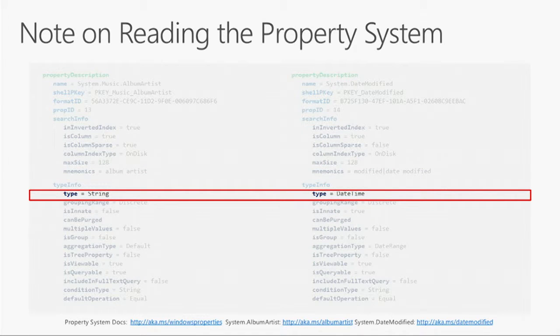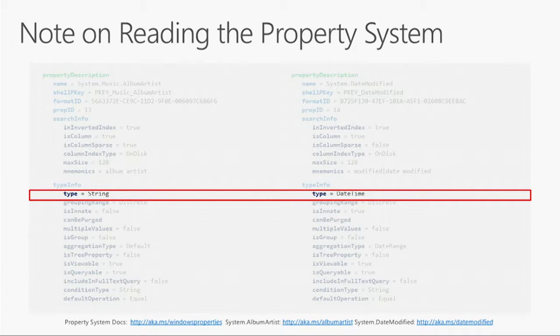The next thing you want to look at is the data type. For date modified, it's a date time. For album artist, it's a string. There are other values that you might see, like uint32. Just make sure the data you're pushing in matches the data type. Again, if the data type mismatches with what the indexer is expecting, it will just drop the data on the floor because it doesn't know what to do with it.